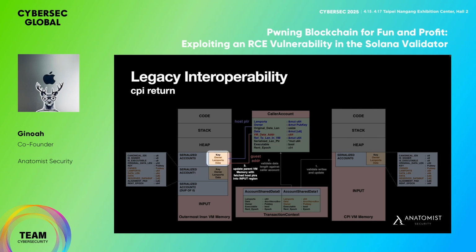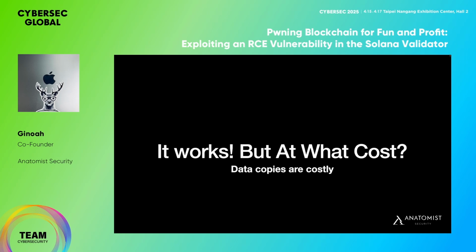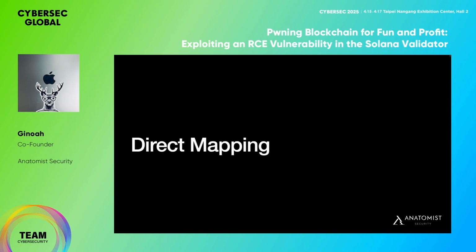Once the check is done, we can simply copy the data and other properties back from account share data into the parent program's memory. So, it works, but the current serialization-deserialization-based account passing schema requires one copy when entering a new context and another when leaving it. These data copies are costly and create a bottleneck for execution speed. To address this, an optimization called direct mapping was introduced in version 1.16.